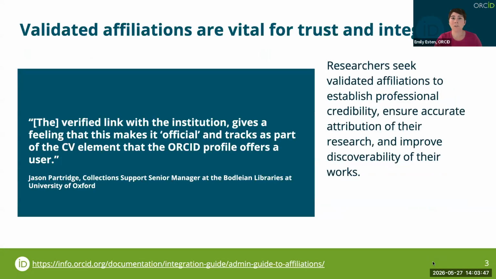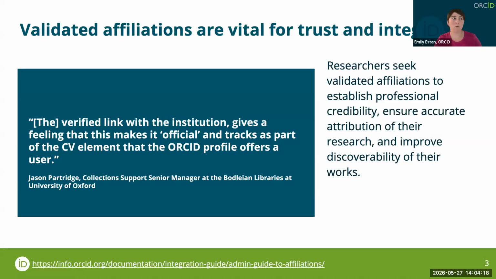So as I mentioned, one of the most important pieces of information that research institutions or research organizations can add to ORCID records are validated affiliations. And now these are important for two different purposes, mainly for trust and integrity in general. Now, for researchers, a validated affiliation is really important for establishing professional credibility, ensuring accurate attribution of their research on their record and into the papers that they connect their ORCID record to, and improving the discoverability of their works with the association of their institution.